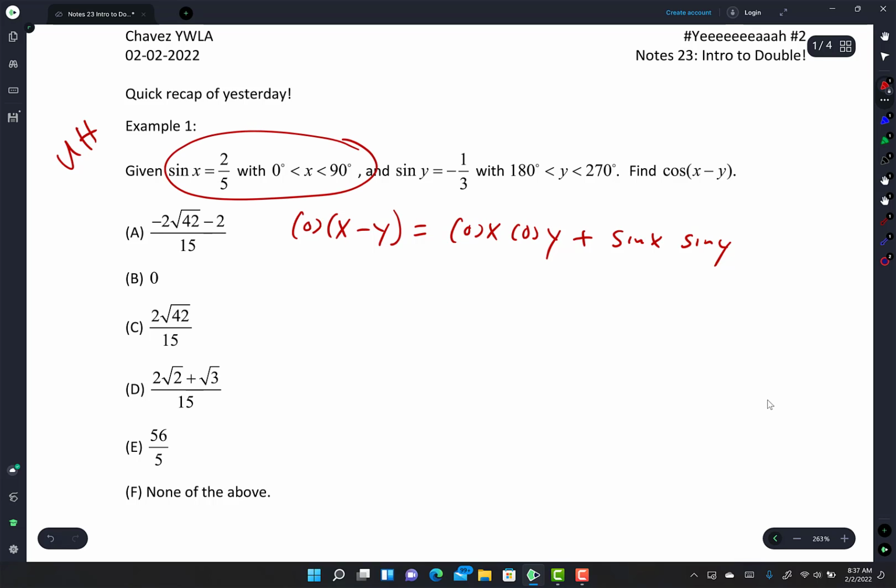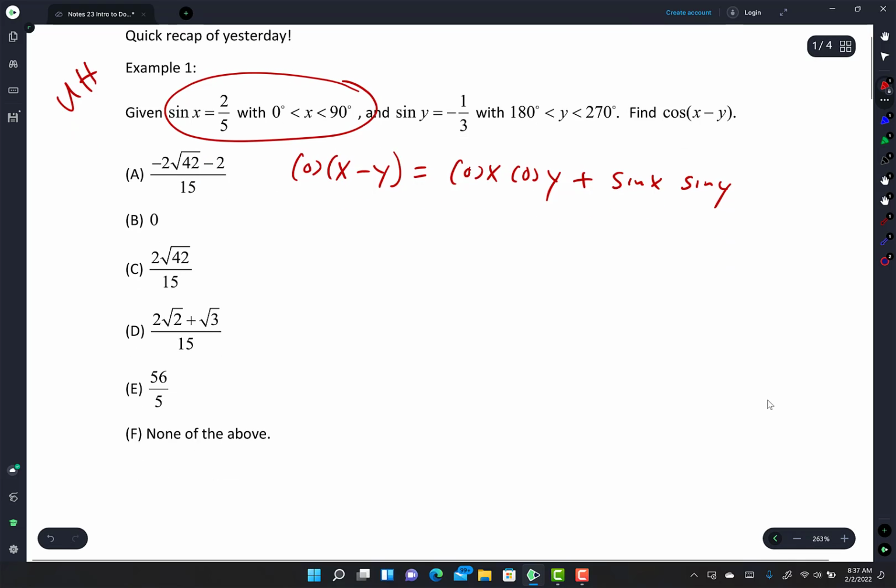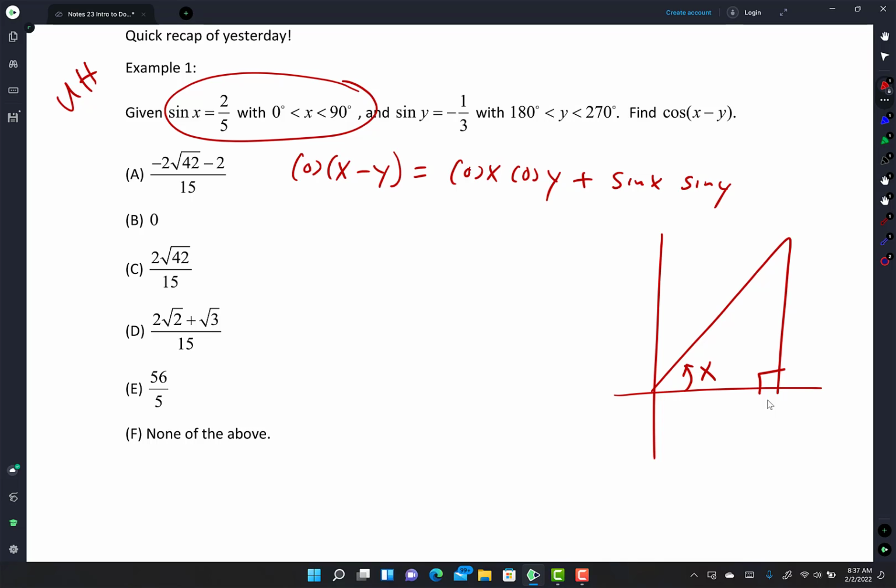This angle is in quadrant 1, because they tell you there, x is between 0 and 90. So exaggerate quadrant 1. Here's me exaggerating quadrant 1. Here's angle x. And then they tell me that sine is 2 over 5. So sine is opposite over hypotenuse. Opposite, hypotenuse. How do we feel? The hypotenuse is the longest side. So because I have the longest side present, you're going to subtract to find the missing side.